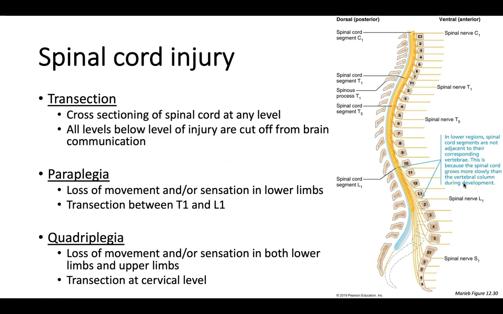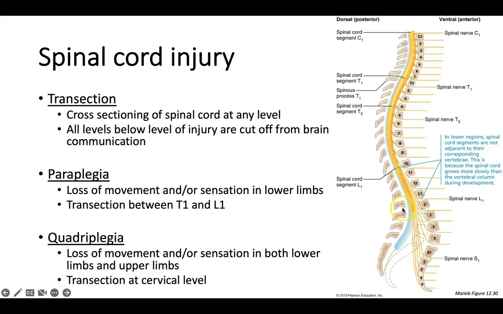Unfortunately, the spinal cord can be fairly easily injured. This is a spinal cord injury, and in many cases this is a transection. A transection is some sort of cut, so a cross-sectioning across the spinal cord at any level. One thing important to note is that all levels below the level of injury will be cut off from the brain.